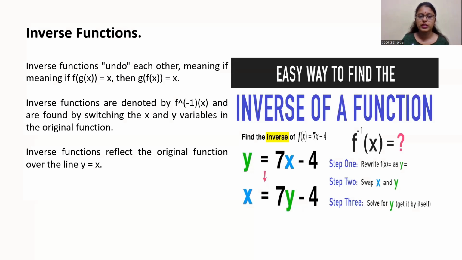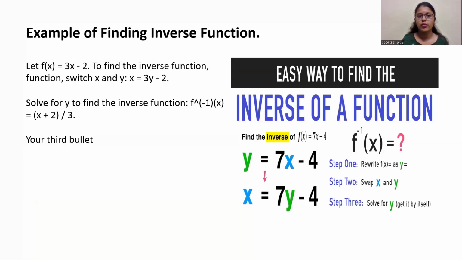Inverse functions undo each other, meaning if f of g of x is equal to x, then g of f of x is equal to x. The inverse function is denoted by f to the power minus 1 of x and is found by switching the x and y variables in the original function. Inverse functions reflect the original function over the line y is equal to x.